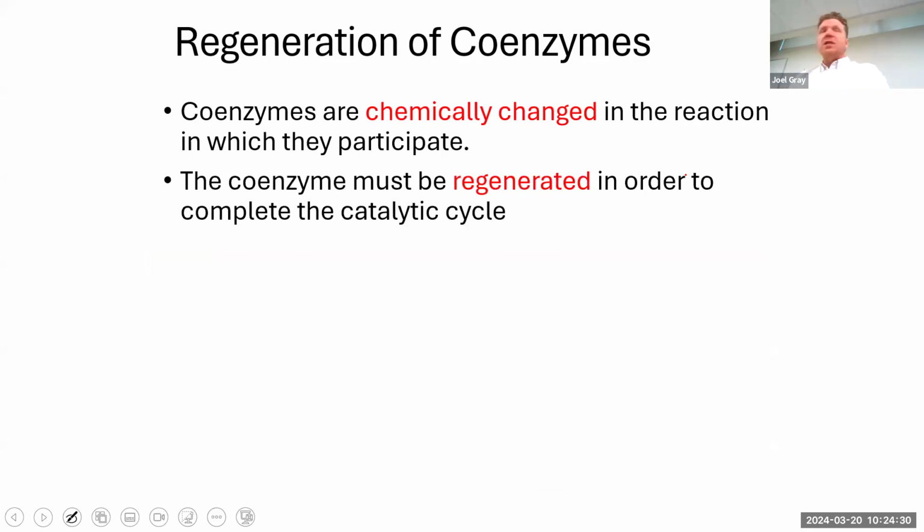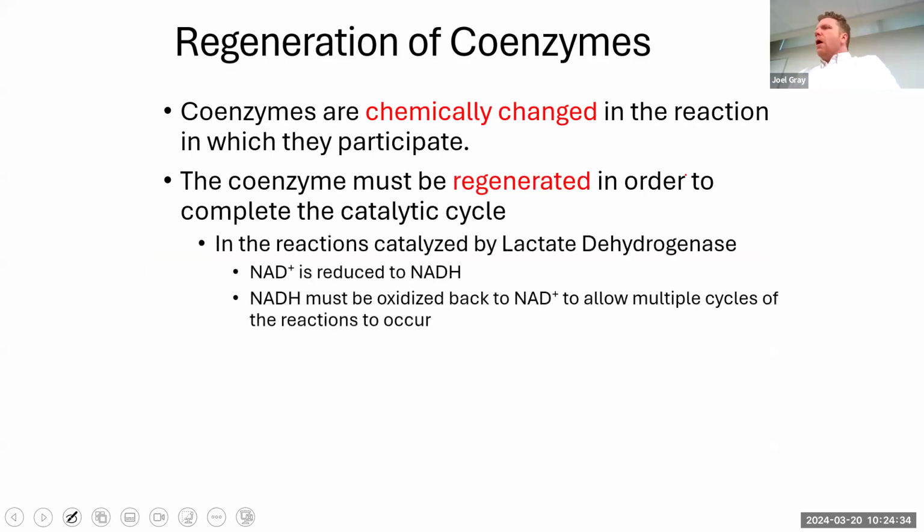The coenzyme must be regenerated to complete the catalytic cycle. In the reactions catalyzed by lactate dehydrogenase, commonly known as LDH, NAD plus is converted into NADH. NADH must be oxidized back to NAD plus to allow multiple cycles of this reaction to occur. So we have this constant movement, this constant regeneration. Does an individual enzyme do this? No, it's a part of a cycle.